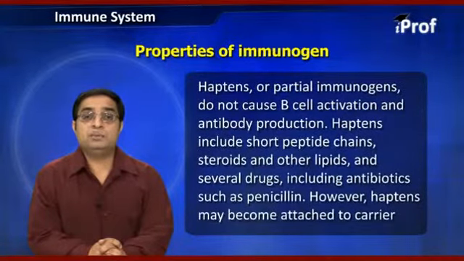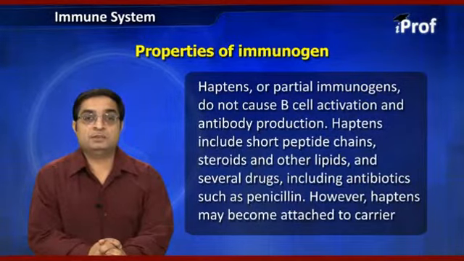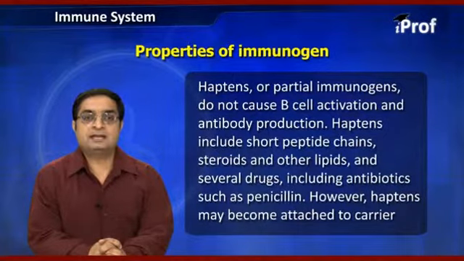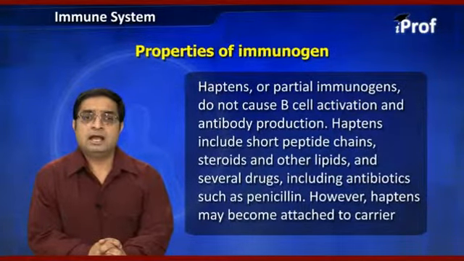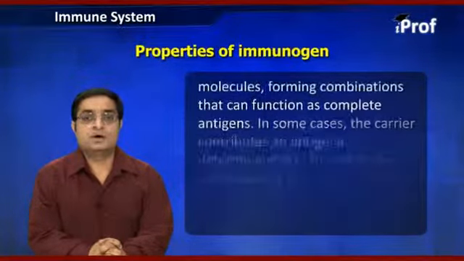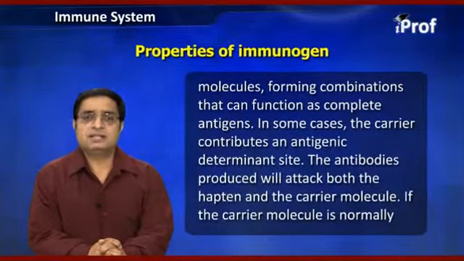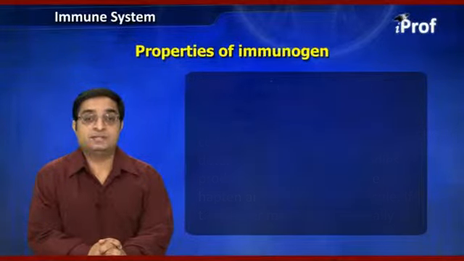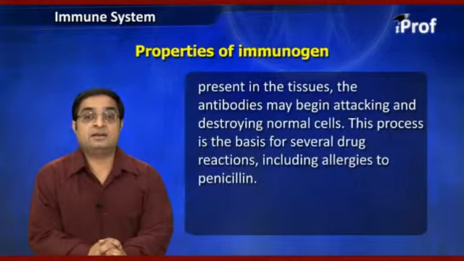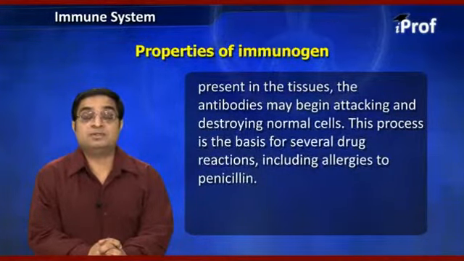Haptens, or the partial immunogens, do not cause B cell activation and antibody production. Haptens include short peptide chains, steroids and other lipids and several drugs including antibiotics such as penicillin. Haptens may become attached to carrier molecules, forming combinations that can function as complete antigens. In some cases, the carrier contributes an antigenic determinant site. The antibodies will attack both the hapten and the carrier molecule. If the carrier molecule is normally present in the tissues, the antibodies may begin attacking and destroying the normal cells. This process is the basis for several drug reactions, including allergies to penicillin.